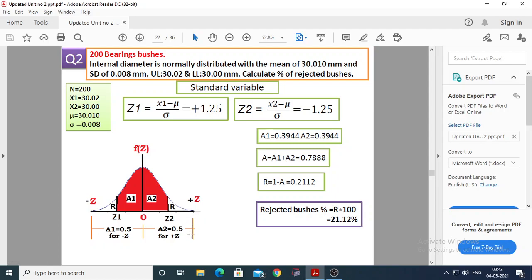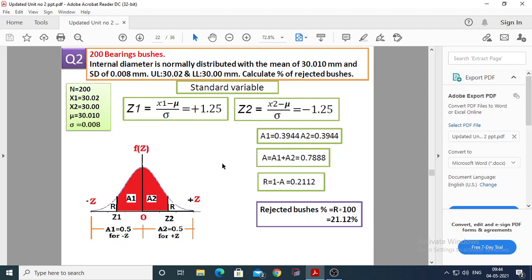This total area is always 1. If you have drawn the normal distribution curve or standard normal distribution curve, then here you will get the value of 1. Then I will plot the graph against area 1 and area 2. We have found the values of z1 and z2. We want to find the values of area 1 and area 2.